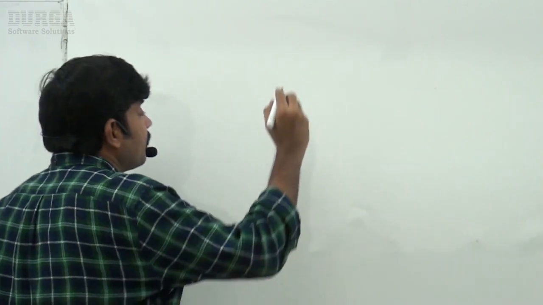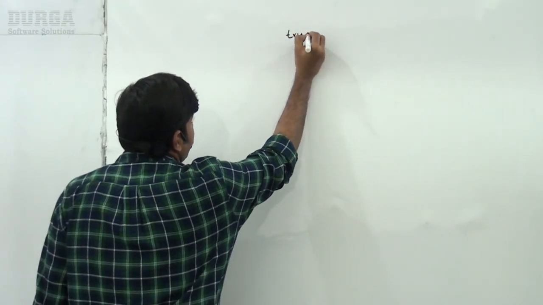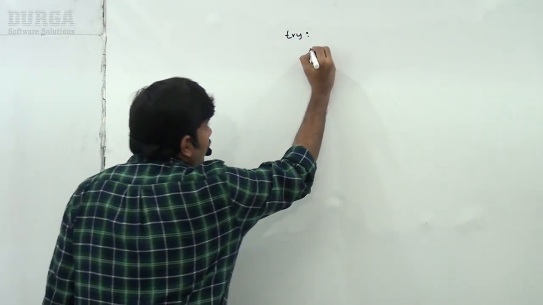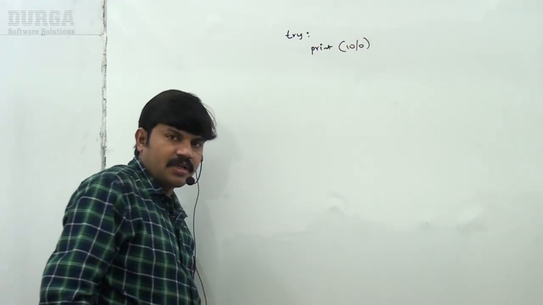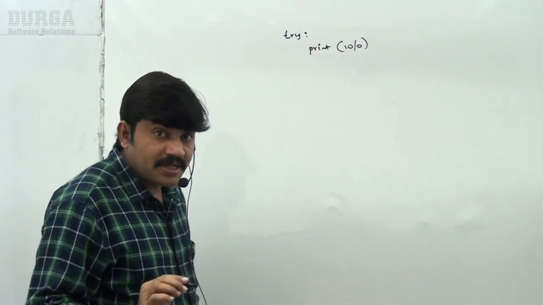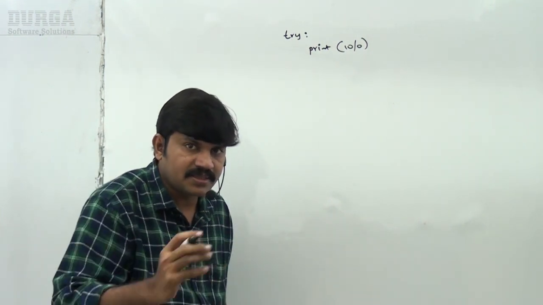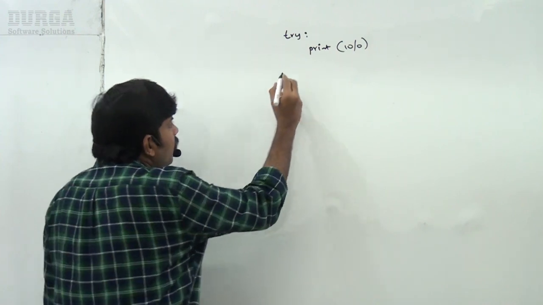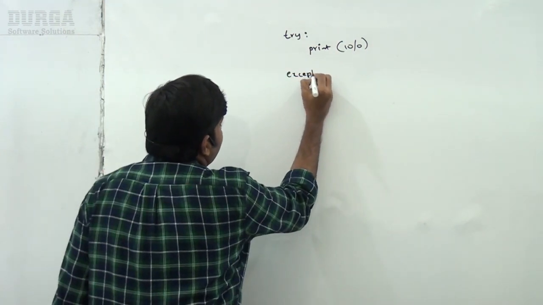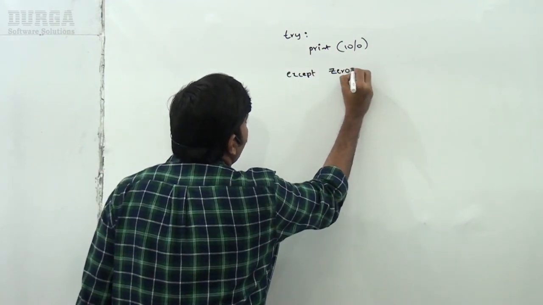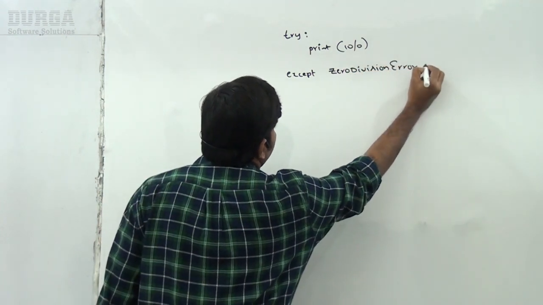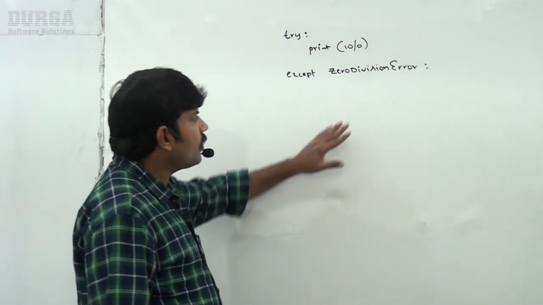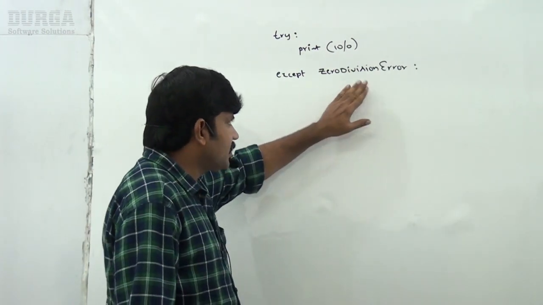Very simple terminology, observe carefully. Here I have a try block. Now I am taking print of 10 by 0. I am sure I will get a ZeroDivisionError, because my intention is to print its exception information. Now here I am taking an except block, except ZeroDivisionError, and we wrote the handling code inside the except block.